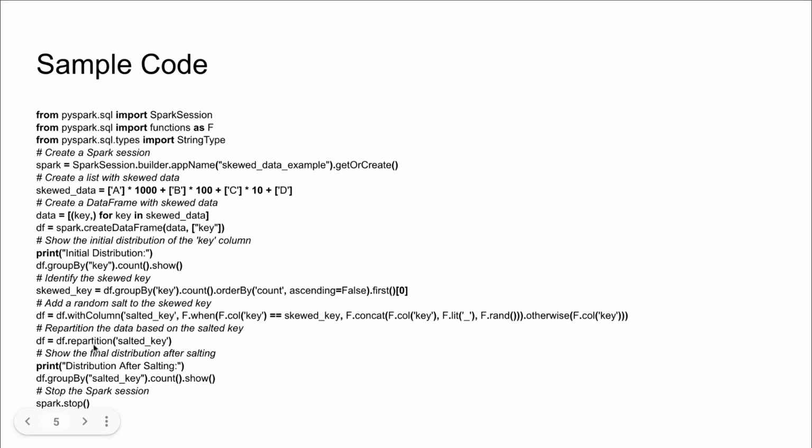Once that is done, you repartition based on the salt key. Then if you do the group by here, obviously it will show, for a given key, one row per each partition. Okay, so this is the sample output.